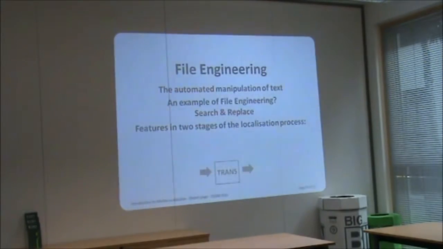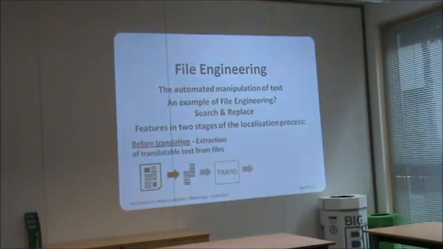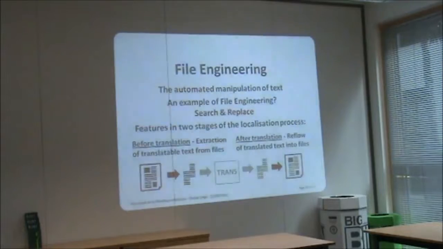File engineering really features in two stages of the localization process. These are the stages that happen immediately before and after translation. So before translation, it's all about extracting the content, the translatable text, from files. So you see we have the layout on the left, and then we somehow have to take that text out, give it to the translator, and then after translation, the text then needs to be reflowed back into that artwork.